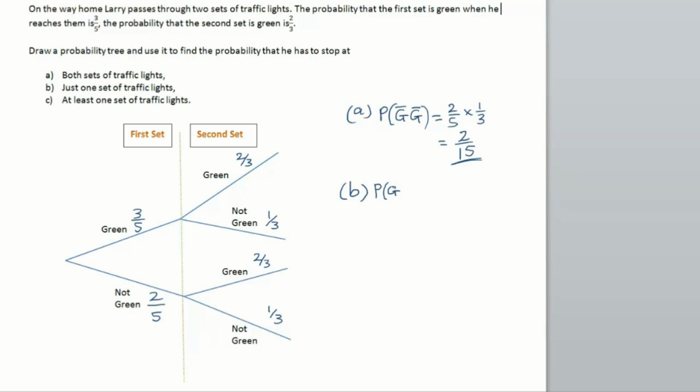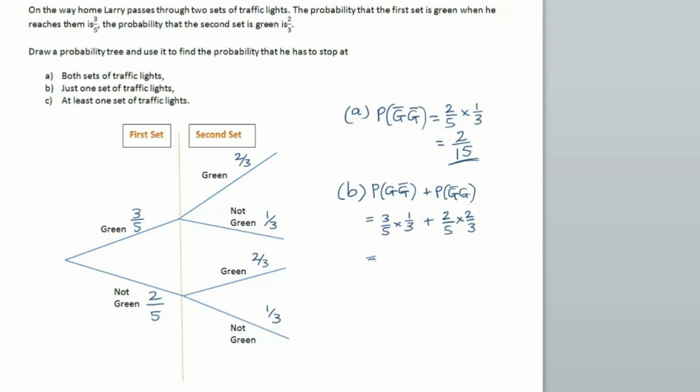So we've got green followed by not green. That means he stops at the second set. Or we've got the probability that he stopped at the first set of lights but could go on at the second. So that corresponds to 3/5 times 1/3 added to 2/5 times 2/3, which equals 3/15 plus 4/15, 7/15.